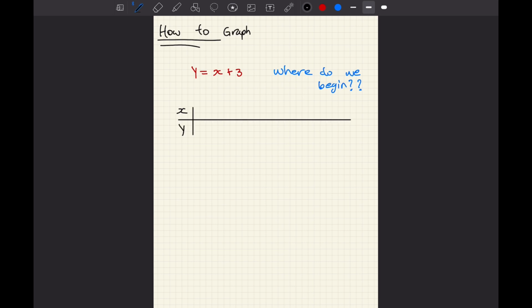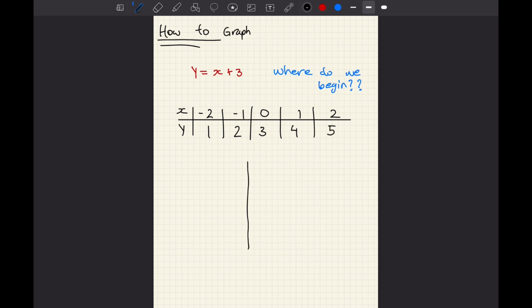Now, this is important because given an equation such as this, if I create a table of values and I write x equals -2, -1, 0, 1, 2, I can then find the value of y when x equals -2, when x equals -1, when x equals 0, and so on. So when x equals -2, y equals 1. When x equals -1, y equals 2, and 3, and 4, and 5.